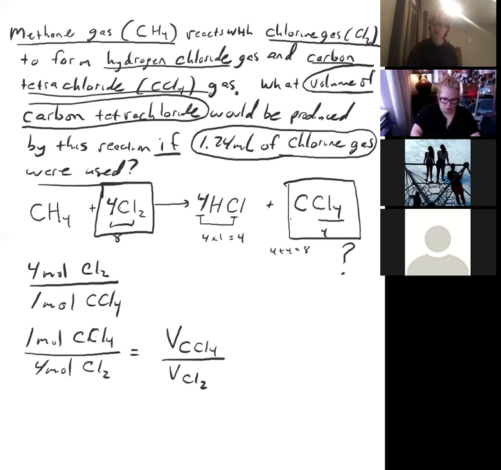Okay. The volumes are proportional to the number of moles. If you double the number of moles, you double the volume. So what we want to know is the volume of carbon tetrachloride. So this relationship that I wrote here is probably a little easier or more relevant than this one, because this one has the carbon tetrachloride on the bottom. We want carbon tetrachloride on the top, okay? So the ratio is essentially 1 to 4.